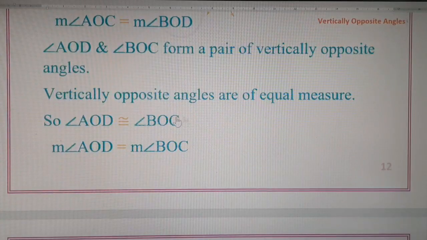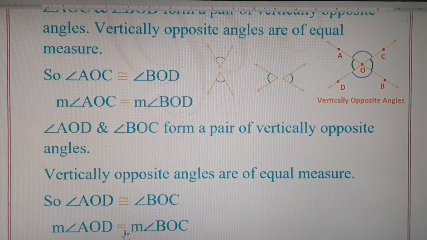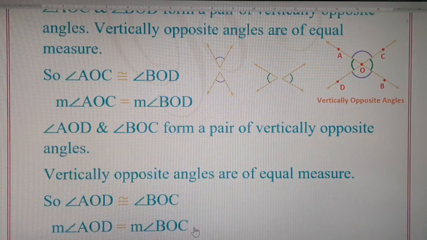We can say vertically opposite angles are of equal measure. That is, vertically opposite angles are congruent. So we can say angle AOD is congruent to angle BOC. So their measures are equal. So we can say measure angle AOD is equal to measure angle BOC.